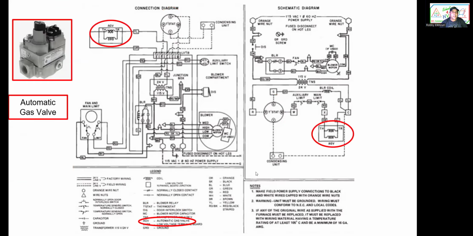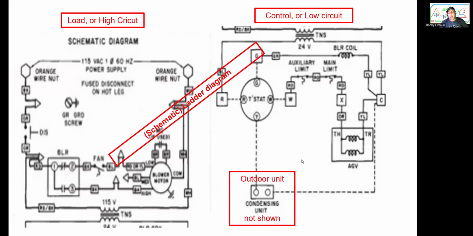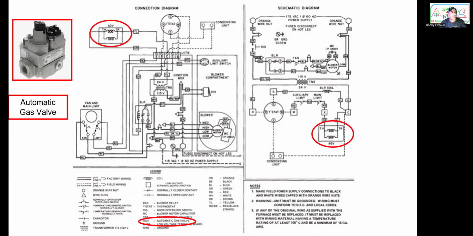Okay, so everything is here except the outdoor unit. The outdoor unit is outside. This is only showing the thermostat and indoor unit. All righty, next. We have the gas valve, automatic gas valve. There it is.